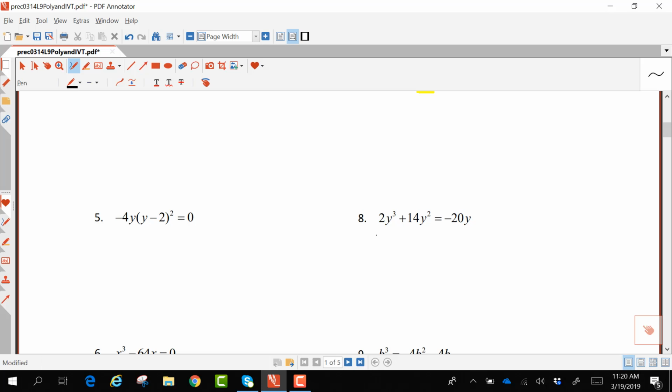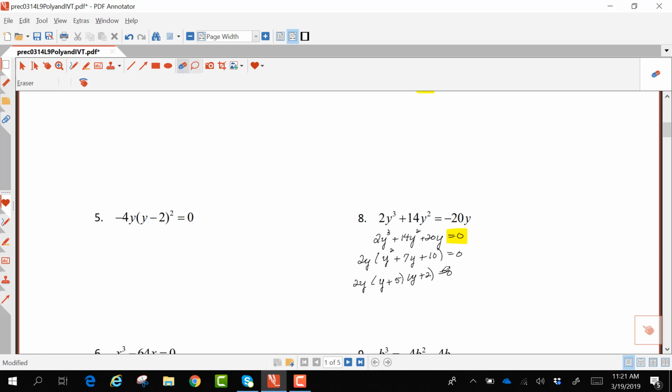I'm going to add 20y to each side of this equation. It will say 2y cubed plus 14y squared plus 20y equaling 0. Once my equation is set equal to 0, I then factor. This has a greatest common factor of 2y, leaving behind y squared plus 7y plus 10. Now I want to factor that trinomial into y plus 5 times y plus 2.